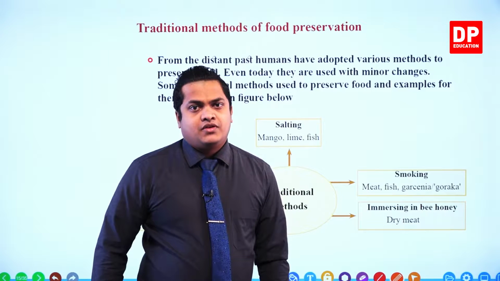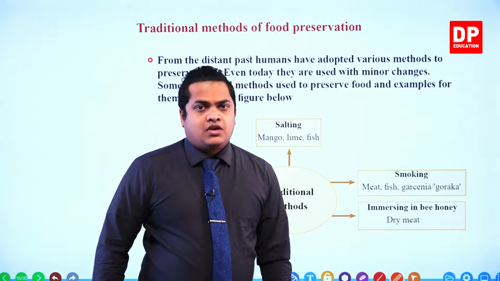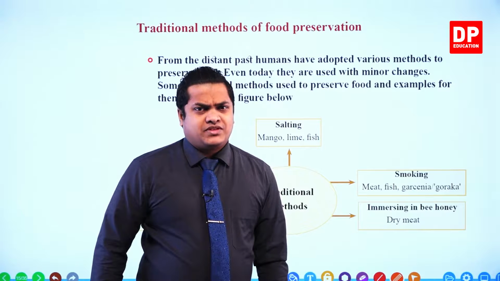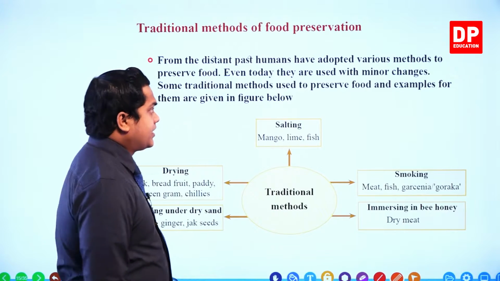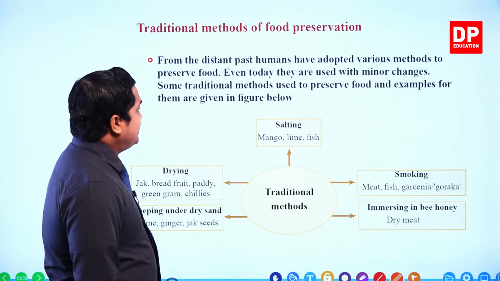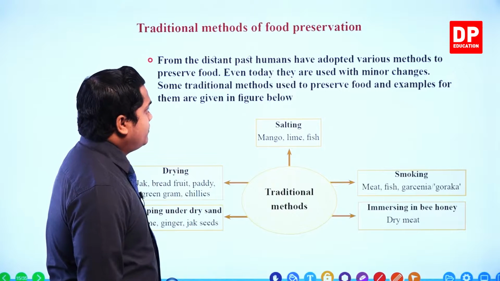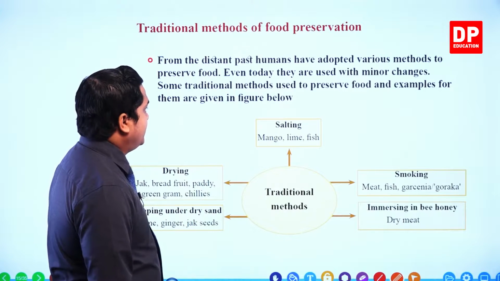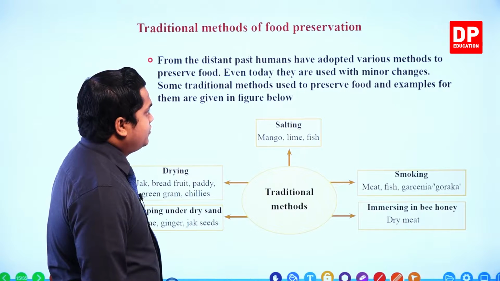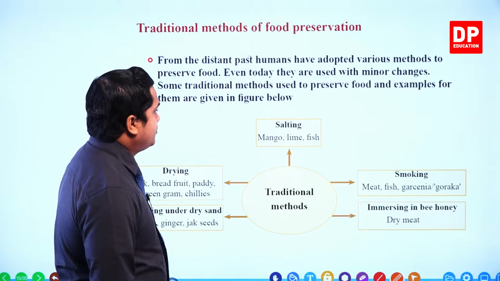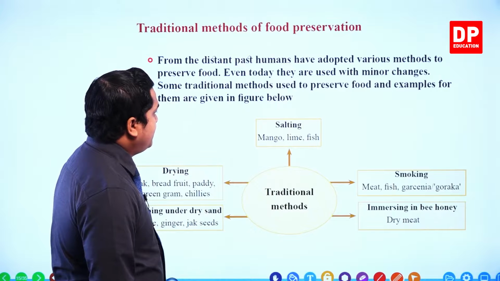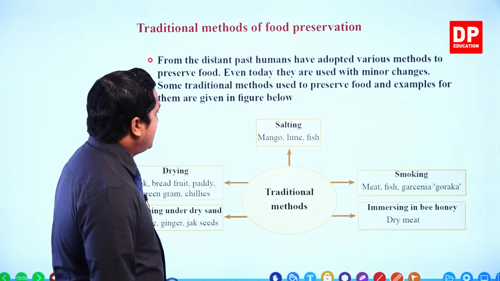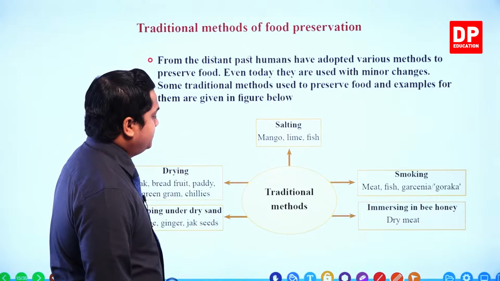So let's start with the traditional methods of food preservation. What are the traditional methods of food preservation? We'll see. From the distant past, humans have adopted various methods to preserve food. Even today, they are used with minor changes. Some traditional methods used to preserve food, and examples for them, are given in the figure below.